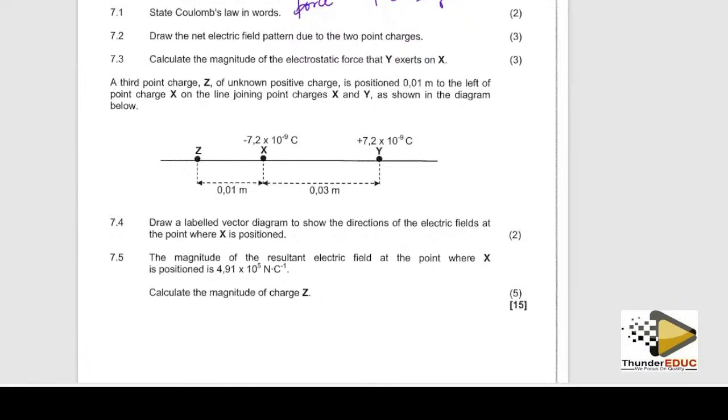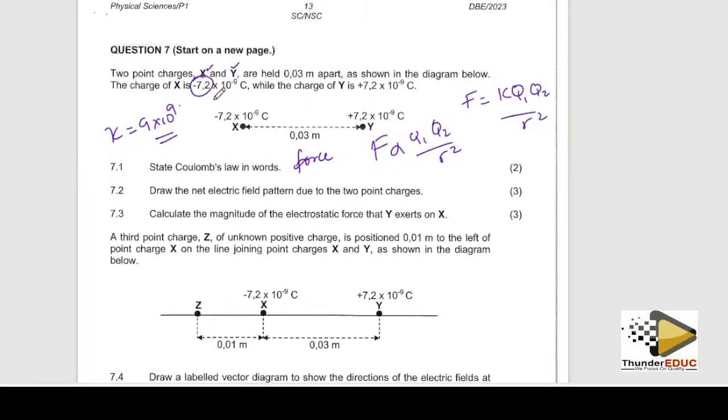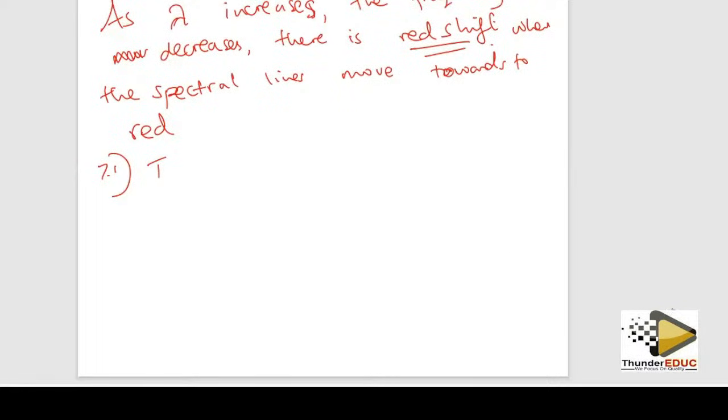Then they want us to draw the net electric field pattern due to the 2-point charges. So what we can see is that the magnitudes are the same, 7,2 and 7,2, as much as the signs are completely different. So I'll say I have my negative there, and then I have my positive. From Coulomb's law, we know that like charges will repel, and unlike charges will attract. Okay, just draw the line.